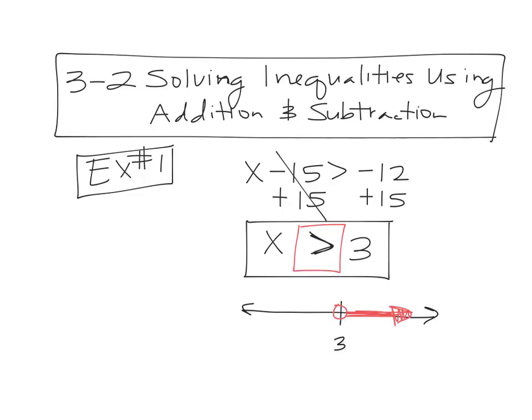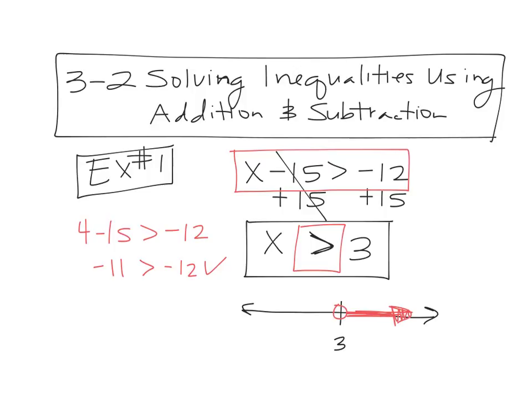Now here's how you could check your answer, okay? If your graph is saying everything to the right of 3 is your answer, pick a number to the right of 3, like 4, for instance, right? If I plug 4 into my original, so 4 minus 15 is greater than negative 12, check if that's true. If it's true, you know you did it right. If it's false, you're backwards, okay? So 4 minus 15 is negative 11, and negative 11 is greater than negative 12, so then we know it checks out. Okay, so this is just our check. It's just checking if we got the right answer.